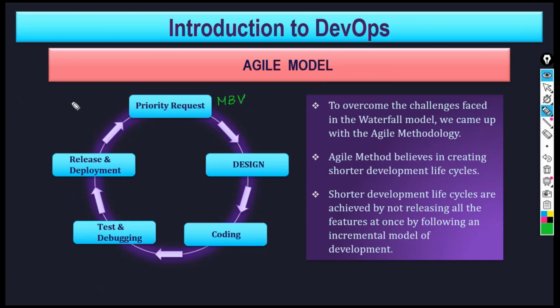will be taken up first. So let's say there are 50 features to be developed, out of which management and the business owner has decided that these are the 5 features I need immediately, which have the maximum business value. So I'm not interested in some features which are good, but not a must have at this stage.